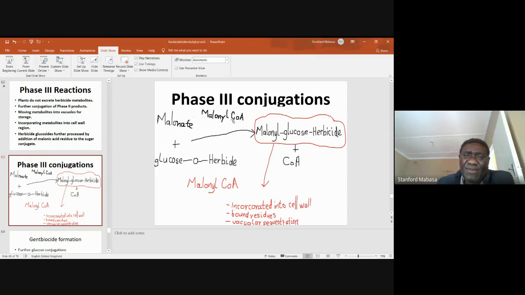So in phase 3, we are further building up complicated molecules. For example, glucose, where we add malonyl to get that structure. So we add either malonyl coenzyme A or malonate to glucose O herbicide to produce malonyl glucose herbicide, which then becomes part of the cell wall, or it can go into the vacuoles.